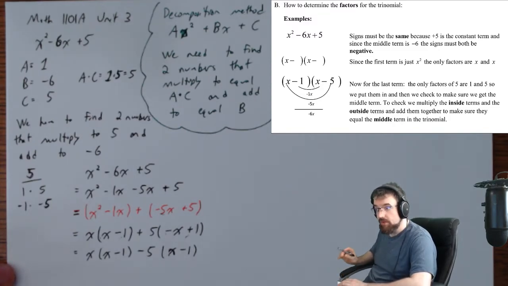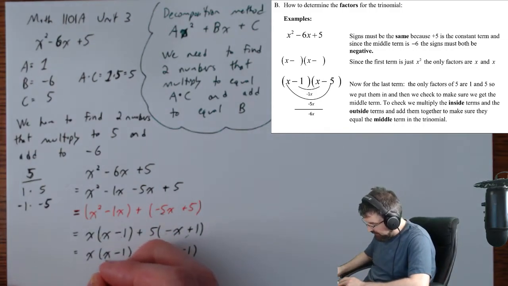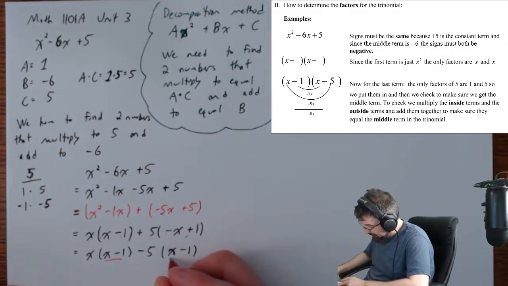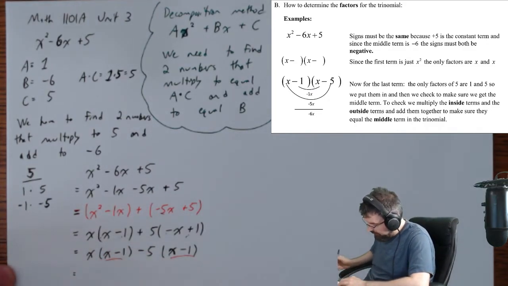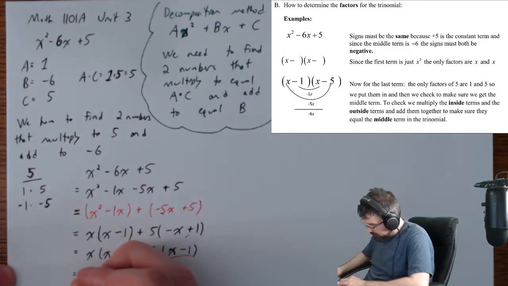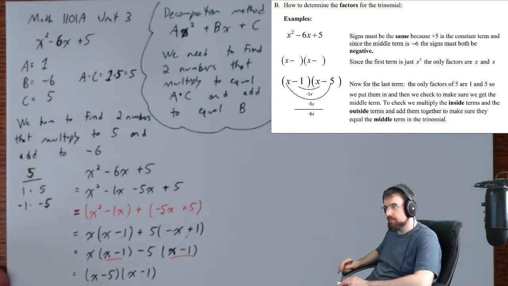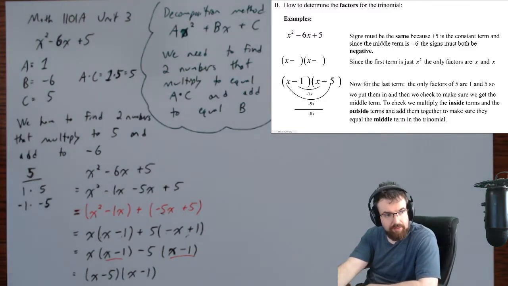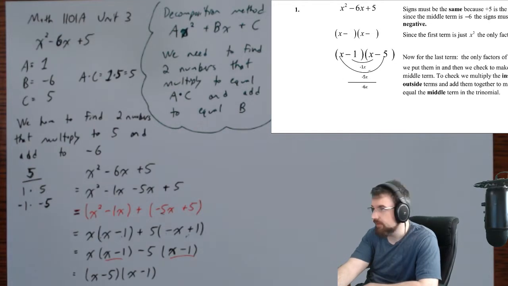Right? And now we have achieved what we wanted through this method, which was having this bracket be the same as this bracket. Once we have that, we can now rewrite this, because we now have x minus 5 multiplied by x minus 1. And now this is the same as this. This over here.